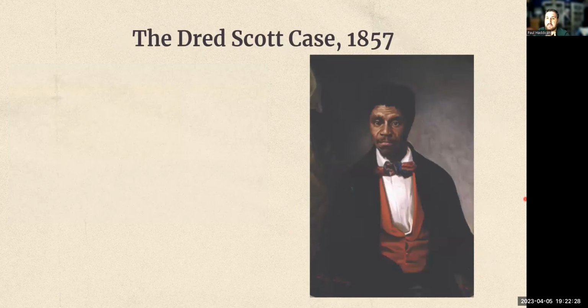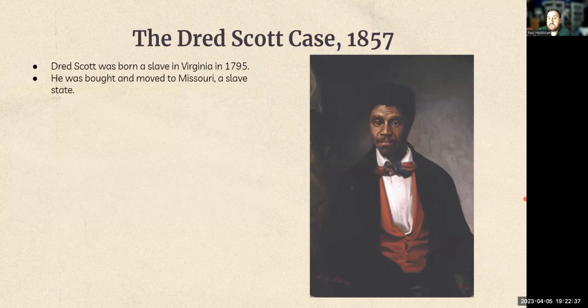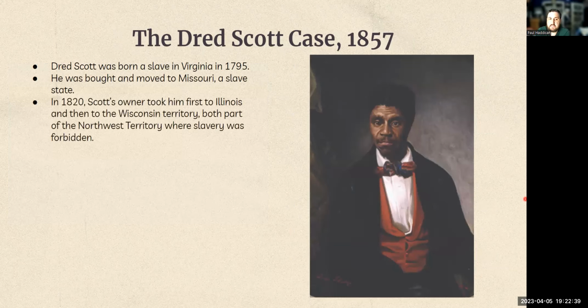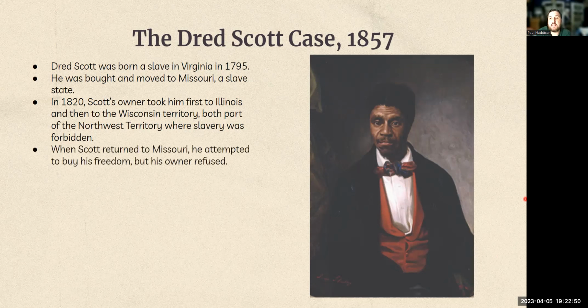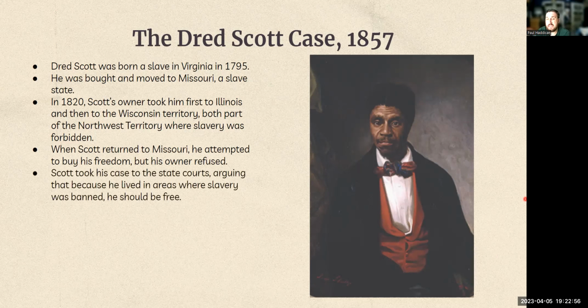We also have the Dred Scott case that occurs in 1857. Dred Scott was a slave born in Virginia in 1795. He's bought and moved to Missouri, which is a slave state. And then his owner will take him first to Illinois and then to the Wisconsin Territory, both part of the Northwest Territory, both where slavery is forbidden. So because of that, when he comes back to Missouri, he's going to attempt to buy his freedom, but his owner will refuse. So he'll take his case to the state courts.